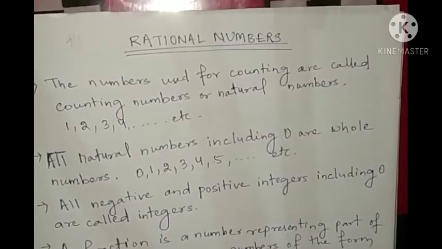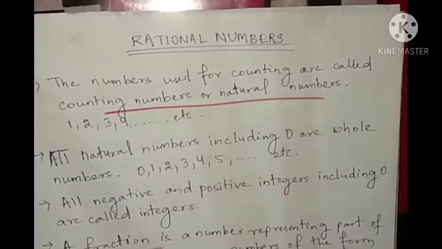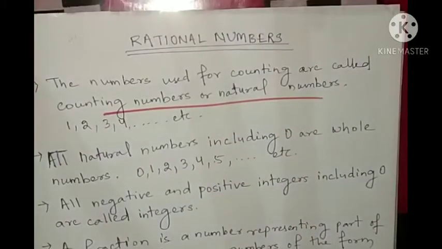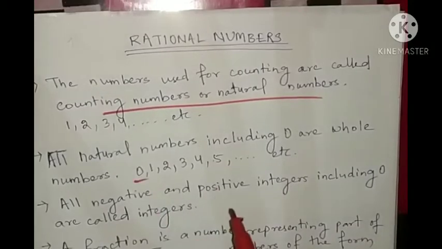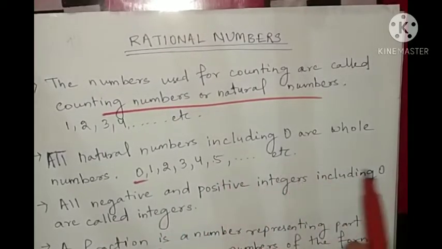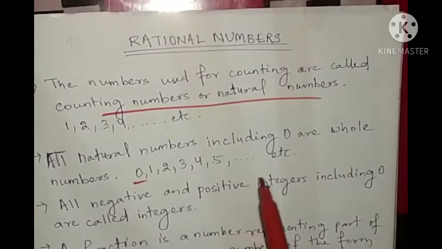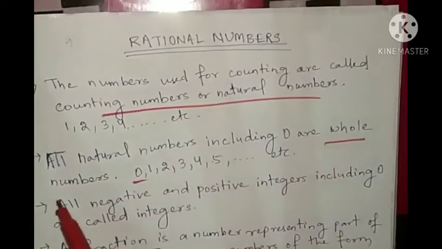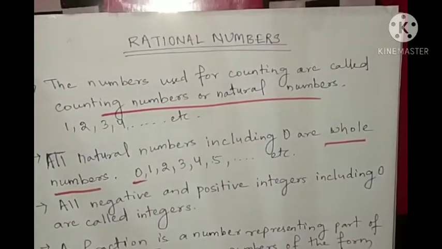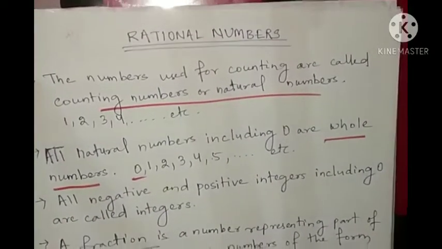Now we have studied different numbers. From the start we began with counting numbers, which we use for counting, starting from 1, 2, 3, 4 and so on. Those counting numbers are called natural numbers. Next, we started from 0. When we include 0 in the natural numbers, they are known as whole numbers. So all natural numbers including 0 are whole numbers.